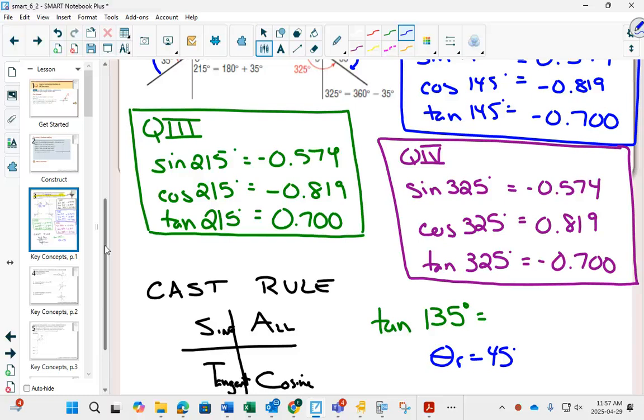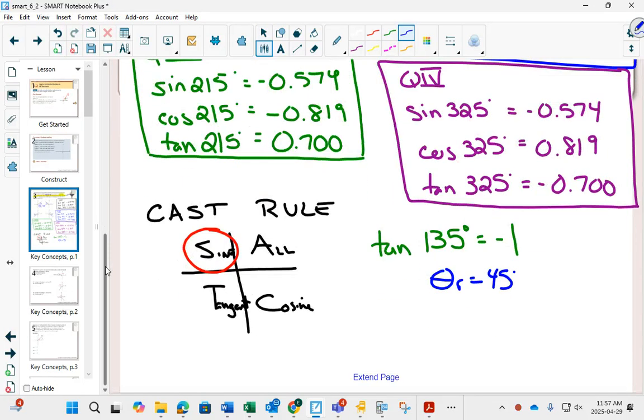Do you know tan of 45 degrees? It's our special triangle. What was tan of 45 degrees on that special triangle? It was 1/1, which is 1, but this is in which quadrant? We're looking in quadrant 2. According to my CAST rule, I have an S. What does that tell me about tangent? It's negative.